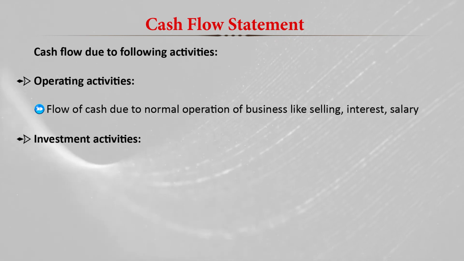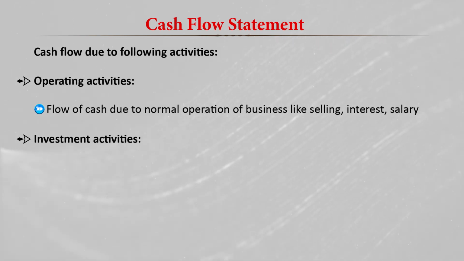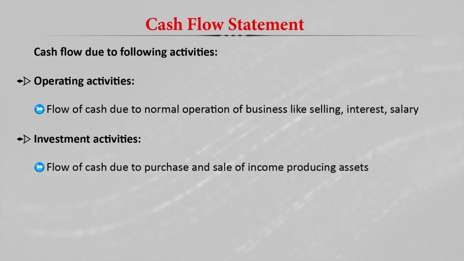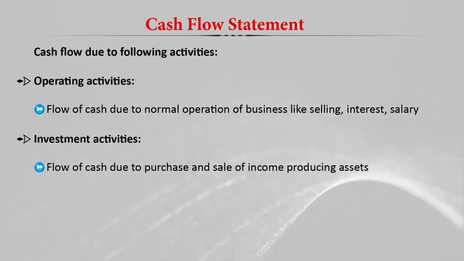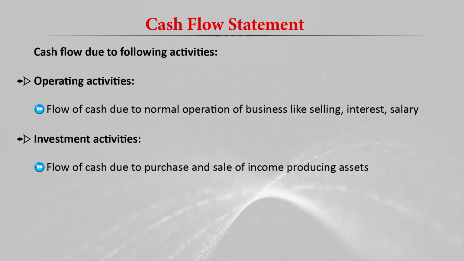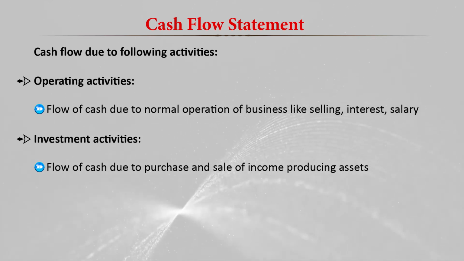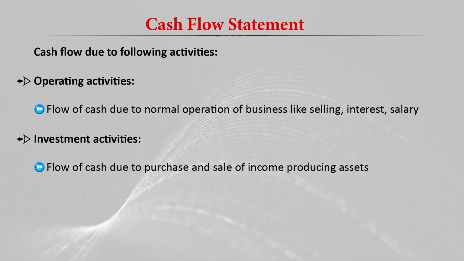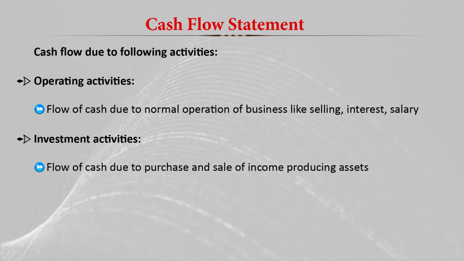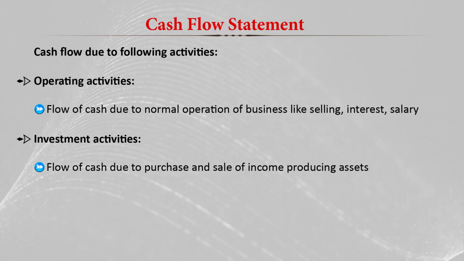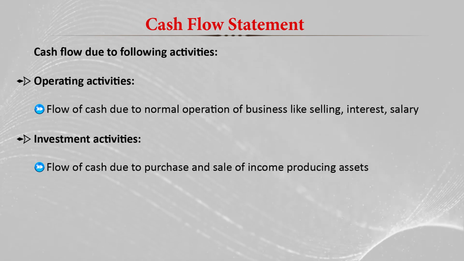Then we have the investment activity: the flow of cash due to the purchase and sale of income producing assets. Whenever we are purchasing some assets, we are investing some money. If we are selling some assets, then we are getting some money. So that is also reflected in the cash flow statement.